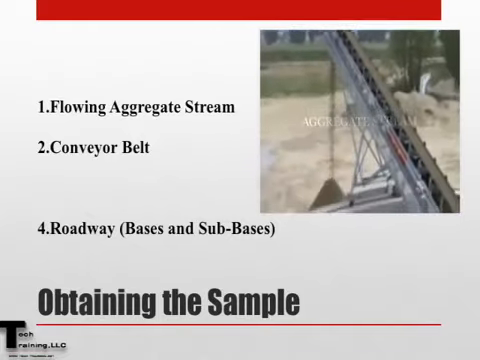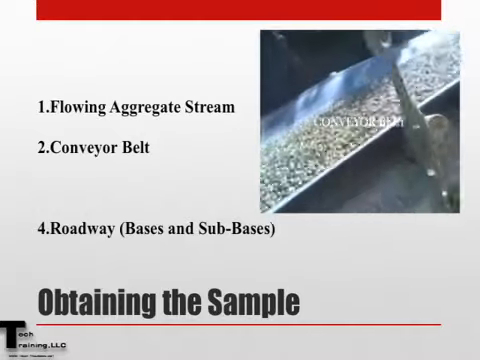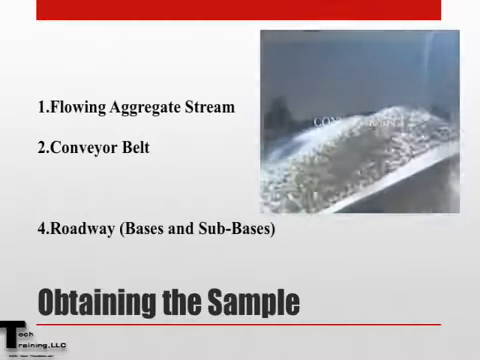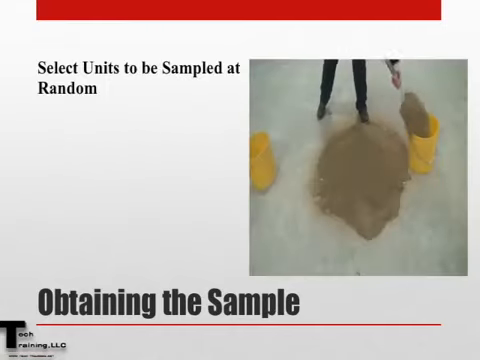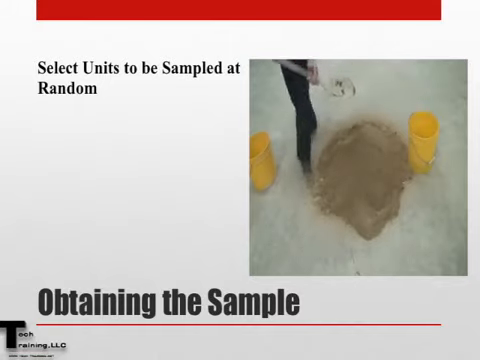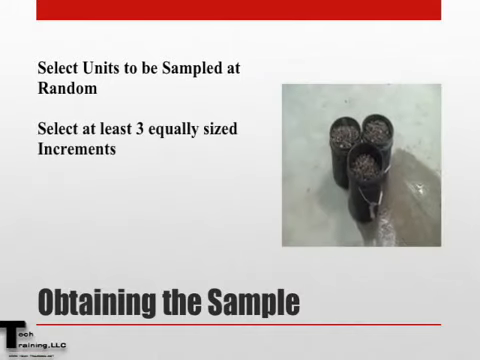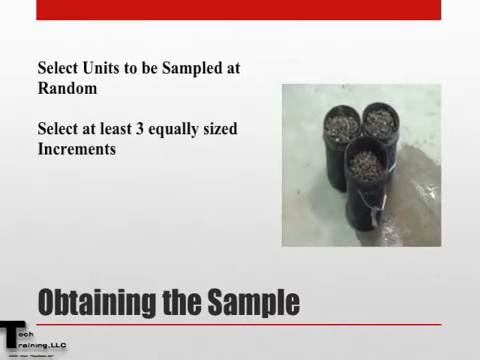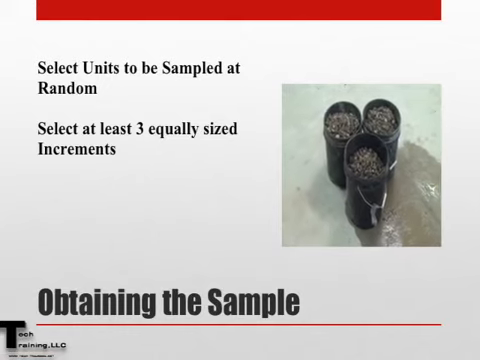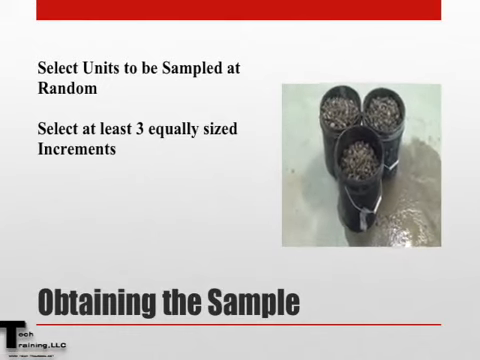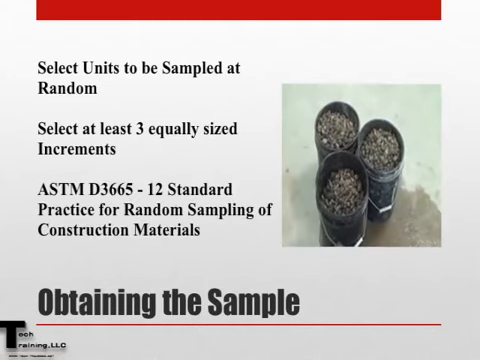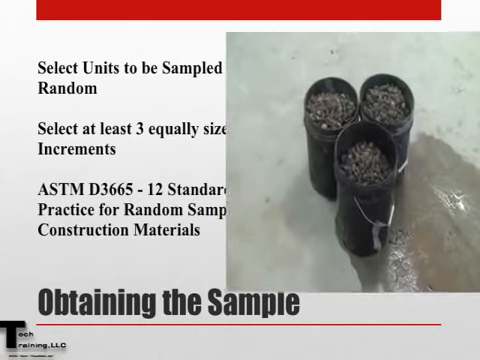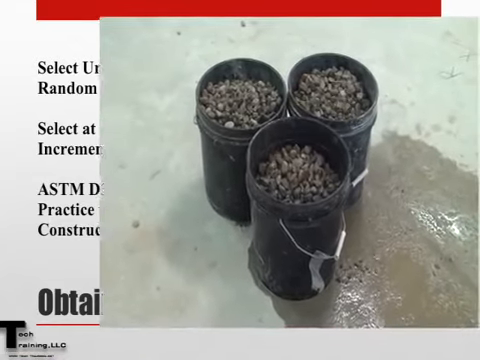Sampling from a flowing aggregate stream, sampling from a conveyor belt, and sampling from a roadway share some commonalities in the fact that the samples will be obtained at random. Furthermore, at least 3 equally sized increments will be selected. If a random sampling plan cannot be agreed upon, ASTM D3665 standard practice for random sampling of construction materials may be helpful.